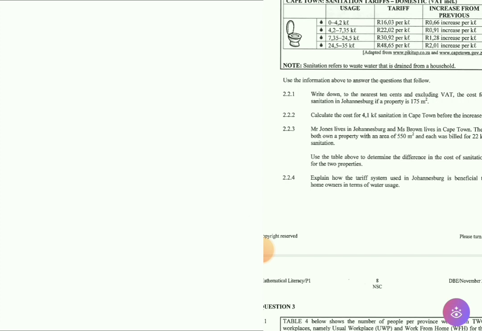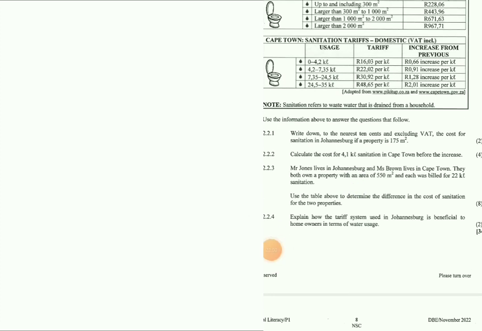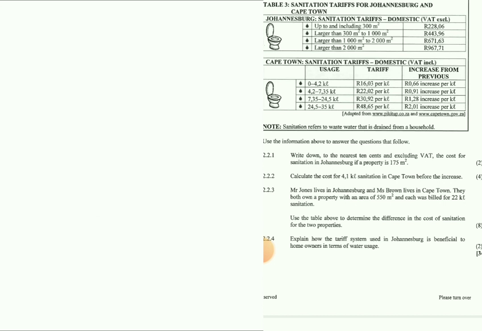So it's a very long explanation. So yeah, let me get ready to explain to you. So guys, we have to use the table above. Let me read the question again so that you can be reminded. Mr. Jones lives in Johannesburg and Miss Brown lives in Cape Town. They both own a property with an area of 550 m2 and each was built for 22 KL sanitization. Use the table above to determine the difference in the cost of sanitization for the two properties. So yeah, let's check it out, guys. This is how we do it. We have to do both ways. That's the tricky part, and also the annoying part.